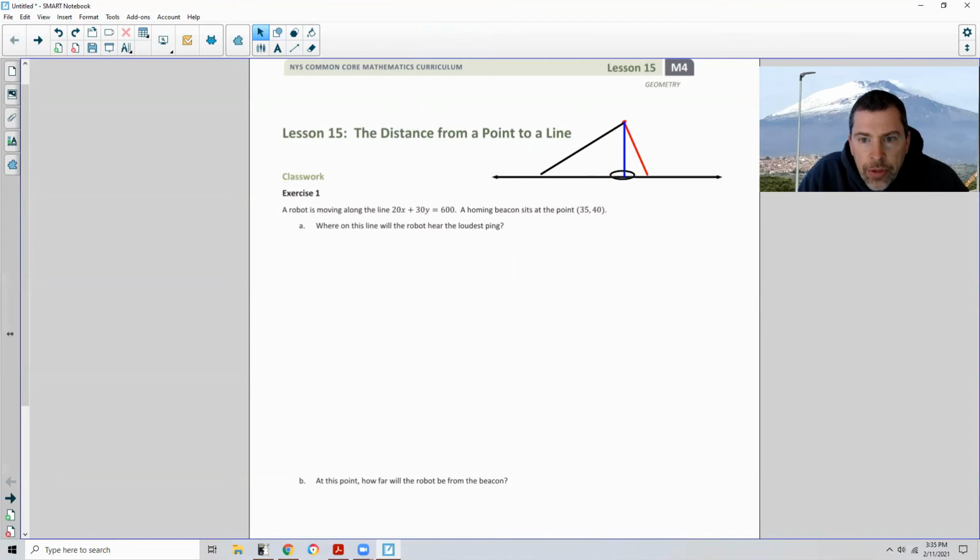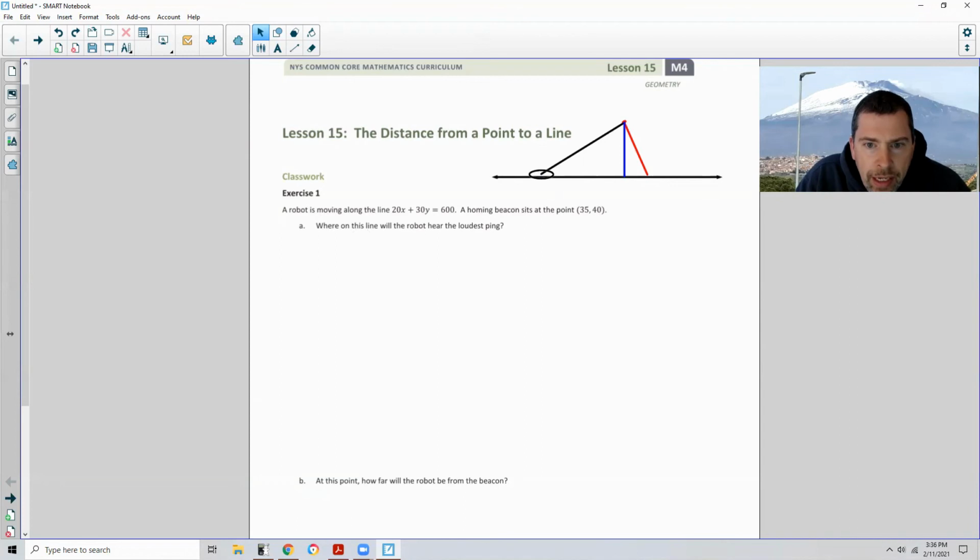It's going to get louder and louder the closer you are, and it's going to be the loudest when it's perpendicular. And then if I keep going, then the ping is not going to be as loud. It's going to get fainter until you can't hear it anymore. So louder, louder, louder, louder, loudest. Not so loud, quieter, quieter, quieter, quieter, can't hear it. Okay, does that make sense?